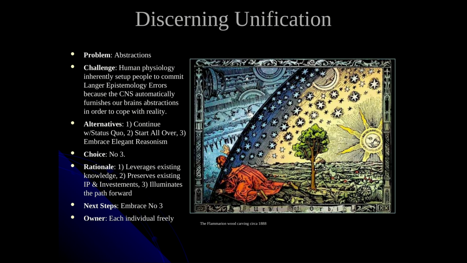Elegant Reasonism is a net new epistemology which demands truth as a function of the unified universe. And it does that as a philosophical predicate priority consideration. And that's really what allows us to get beyond the limitations imposed by human physiology.